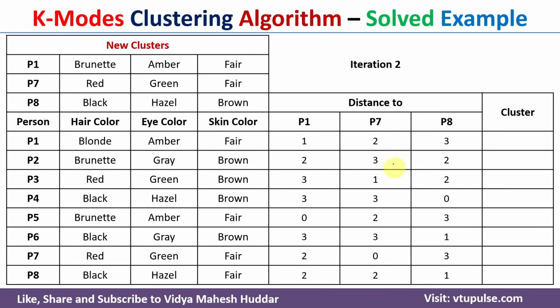Once you find the dissimilarities, next we need to assign each person to one of the clusters based on the dissimilarity value. So here we need to consider the least dissimilarity value. For the person P1, the least dissimilarity is 1, which is with respect to P1. So we will assign P1 to cluster 1. And for P2, the least value is 2 and 2. So we will assign cluster 1 for person 2. And for P3, the minimum value is 1, which is with respect to P7. So P7 is nothing but the second cluster. So that is what you can see here. Similarly, we need to assign the clusters for the remaining persons.